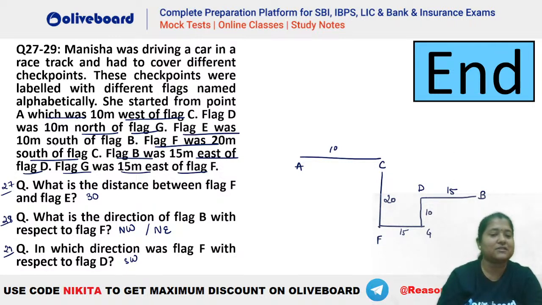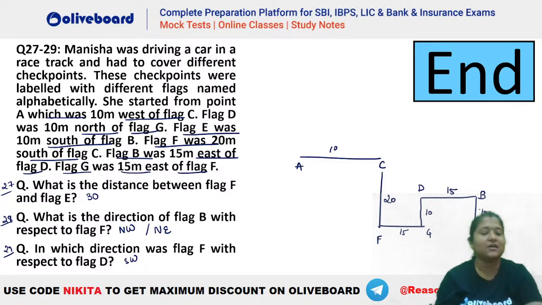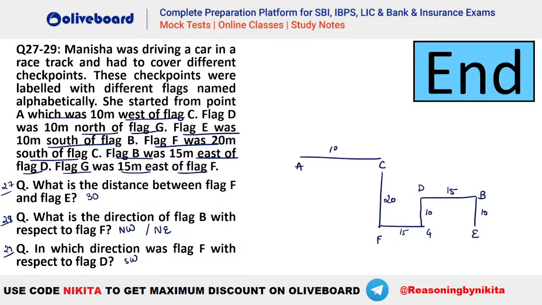Now E was 10 meters south of B. So E is 10 meters south of B. Let's say this is your E. This is your 10 here. Okay, so this is the diagram that you will be getting. I hope everybody is getting the same diagram here, isn't it? So we will be getting this particular diagram here.